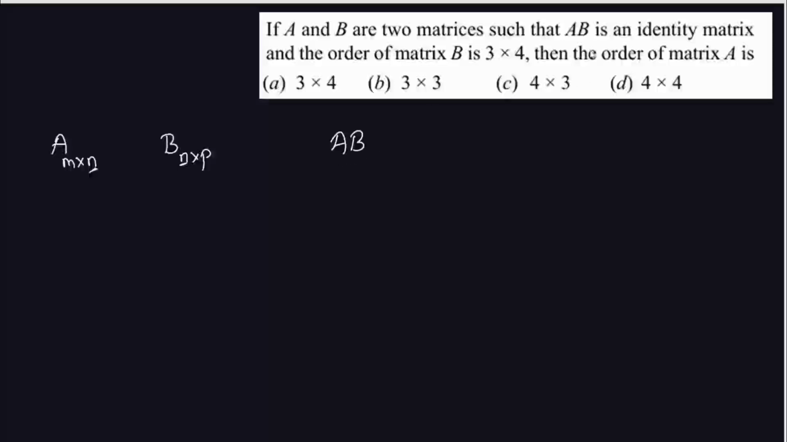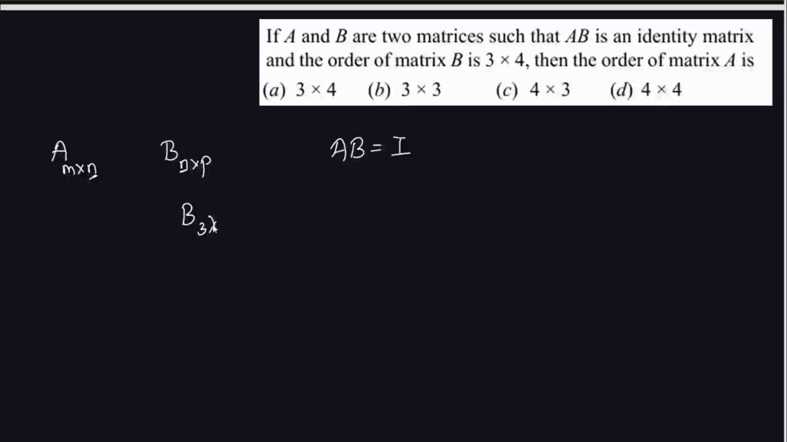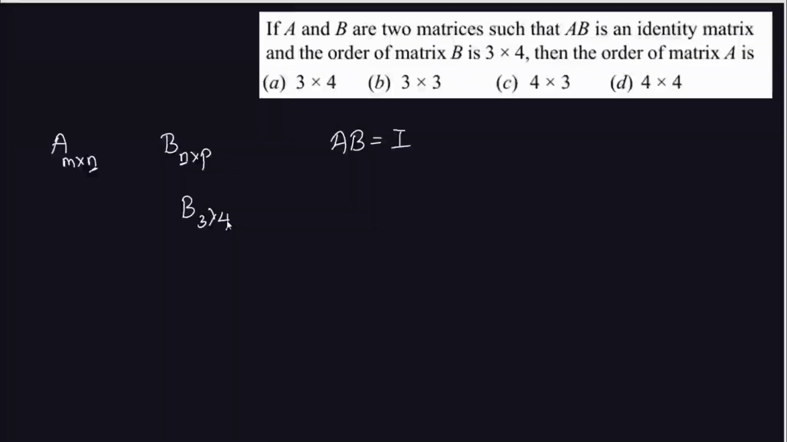So what is the order given? AB is an identity matrix. So this is equal to identity matrix. And the order of matrix B is what? 3 cross 4. So what is given? B is 3 cross 4. Correct? So if this is 3 cross 4, then what will be A matrix? I told these two elements must be same. So that means what? There will be some M here into it will be 3. Only then I can multiply A into B. Correct? So now I can multiply AB.